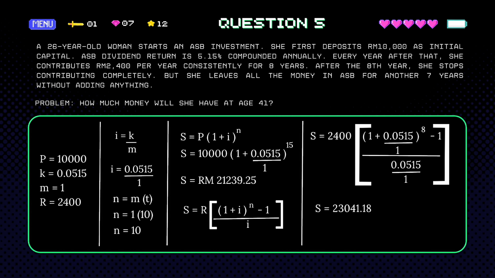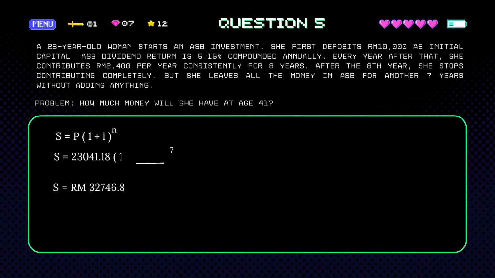Then, she stops adding money, but leaves this entire amount to grow for the remaining 7 years. We treat this 23,041 ringgit and 18 cents as a new principal. Now, we want to calculate the remaining 7 years by using the compound interest formula just like before. After that final 7 years of growth, her contributions become 32,746 ringgit and 86 cents.